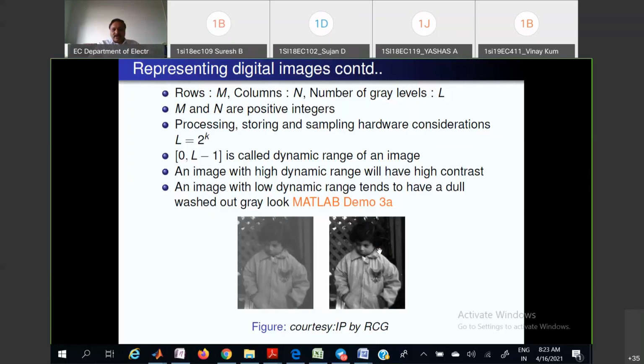I'll demonstrate with a MATLAB simulation. You can observe that this has a high contrast compared to this image. What you notice here is, I have neither completely dark pixels nor completely white pixels in this image. That means your gray level range is very narrow. With such a low dynamic range, you will definitely have what is known as a dull, washed out look. Let me just show a demo.